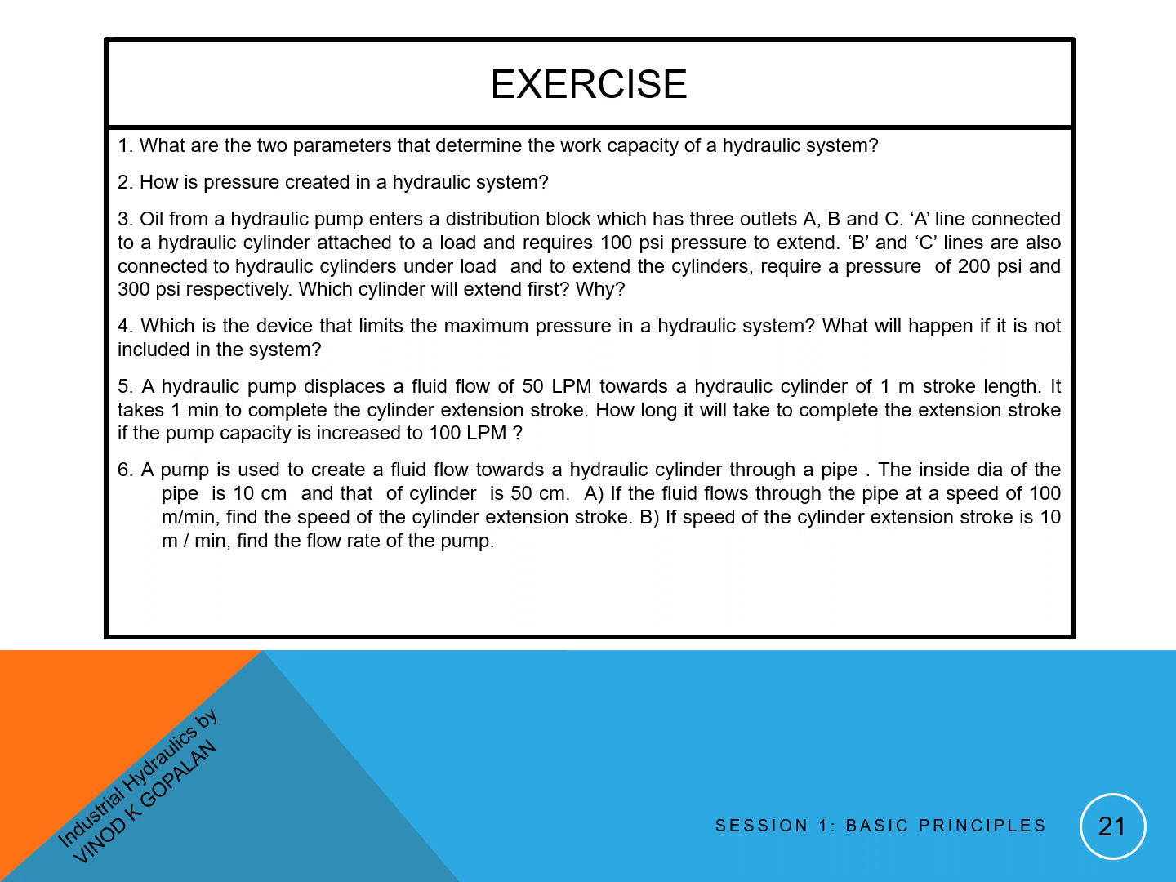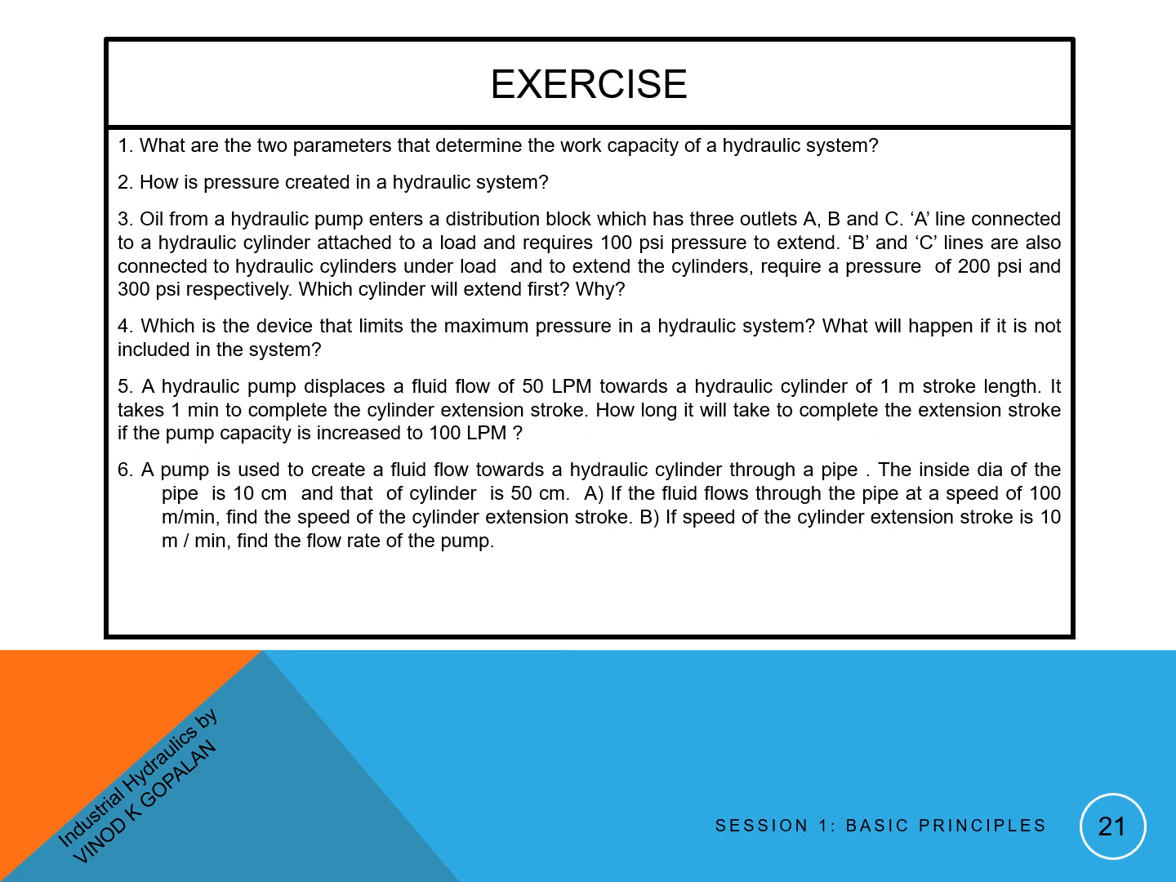Question number 4. Which is the device that limits the maximum pressure in a hydraulic system? What will happen if it is not included in the system? 5. A hydraulic pump displaces a fluid flow of 50 liters per minute towards a hydraulic cylinder of 1 meter stroke length. It takes 1 minute to complete the cylinder extension stroke. How long will it take to complete the extension stroke if the pump capacity is increased to 100 liters per minute?